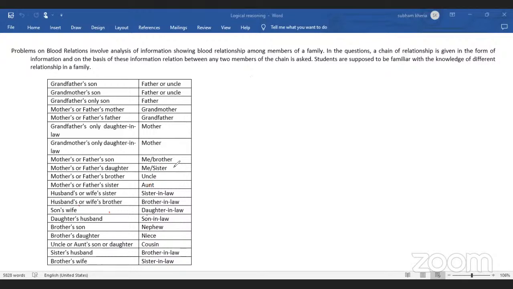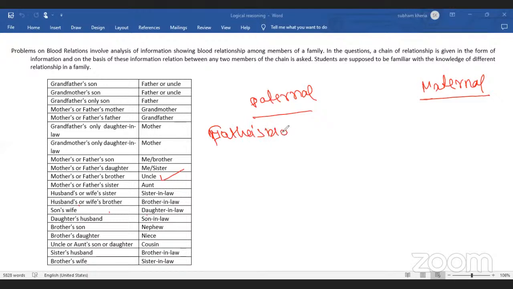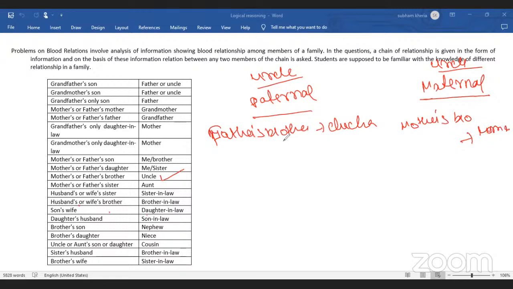Mother's or father's brother is called uncle. Let's write paternal, maternal. Father's brother, chacha, is your uncle. Okay, we are talking about uncle, paternal, uncle, maternal. Similarly, mother's brother will be your mama, again uncle. Okay.